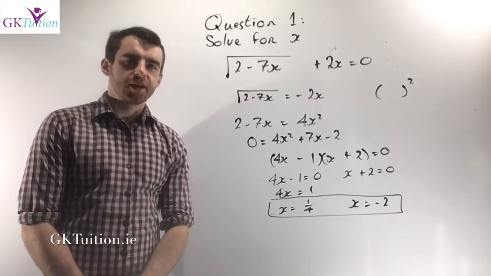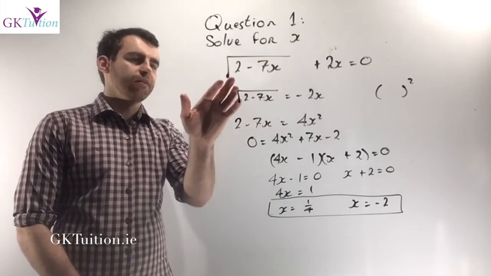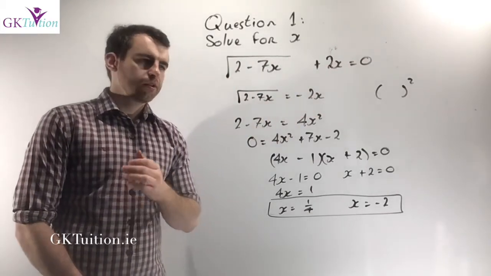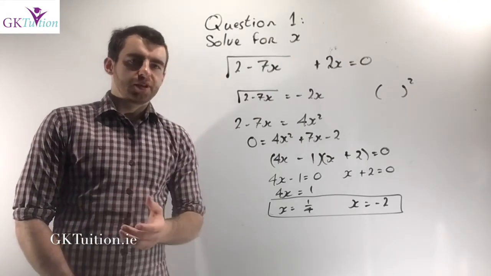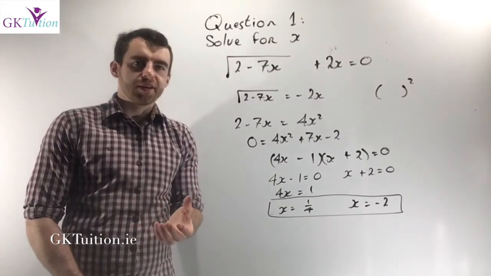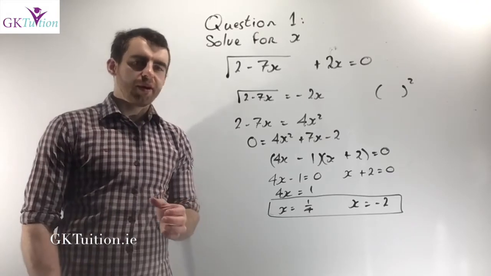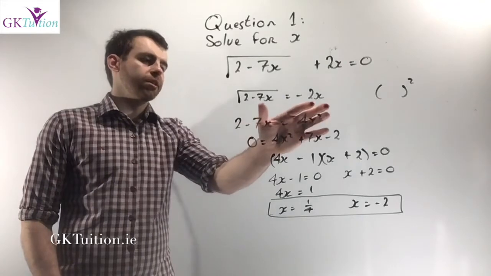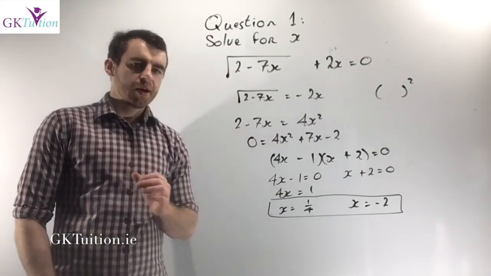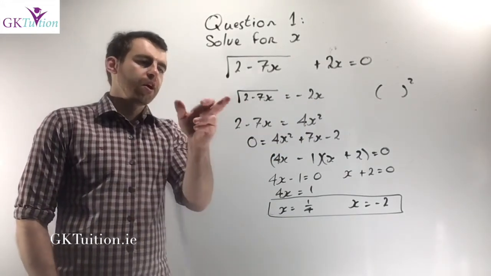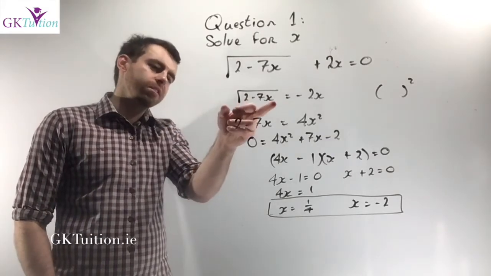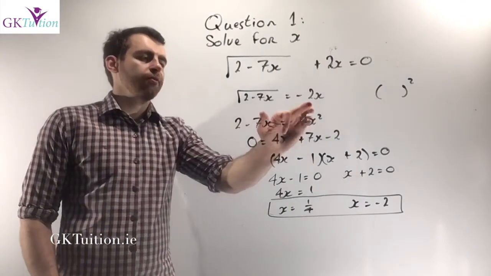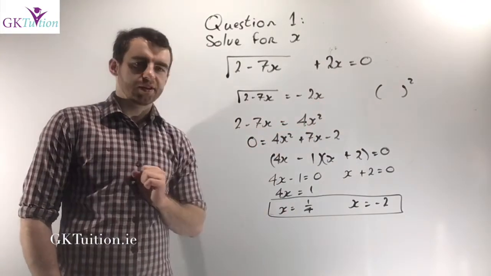Okay, so the first question I gave you here was to solve for x if root 2 minus 7x plus 2x equals 0. So I realized that there's a surd here, which means I'm going to need to square everything at some point. But before I square everything, I want to isolate the term with the surd. So I subtracted 2x from both sides and I got this. I then decided to square both sides. Because if I square root 2 minus 7x, I simply get 2 minus 7x. And if I square minus 2x, I get plus 4x squared.